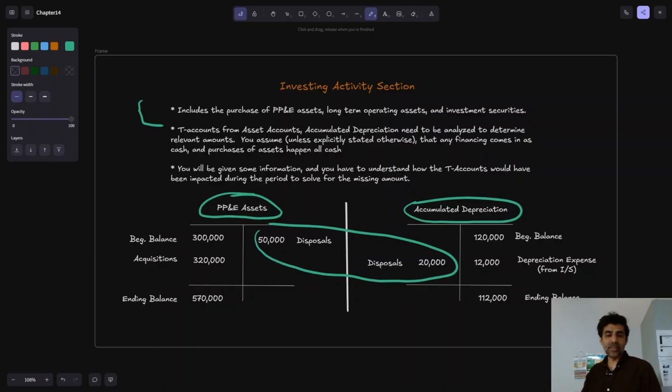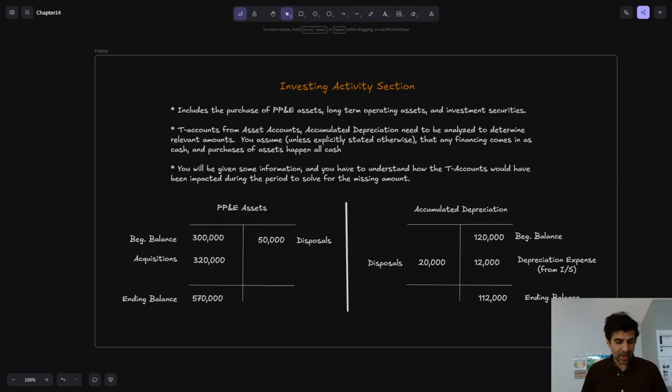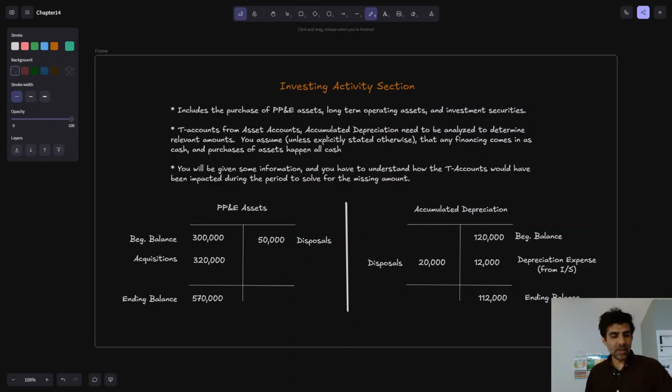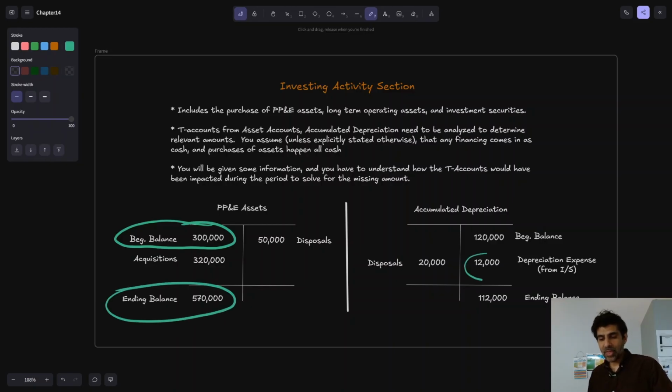But really it's understanding this framework of how the asset and the accumulated depreciation accounts, and also this depreciation expense, okay, this is coming from the income statement. That's also going to appear here. So again, you're likely going to be given a balance sheet. You're going to see this because this will be the prior year. You'll see maybe this from the income statement. And you'll have to then figure out what these T accounts look like.